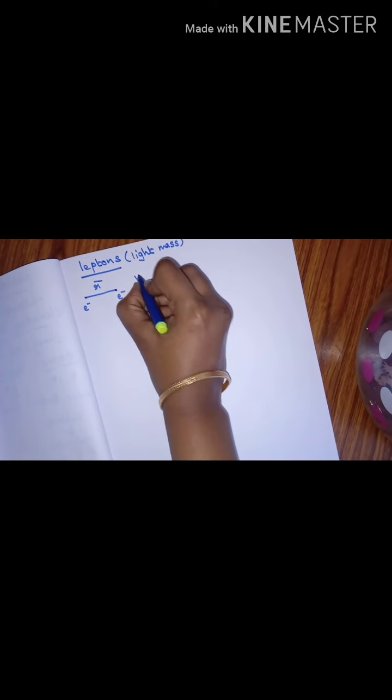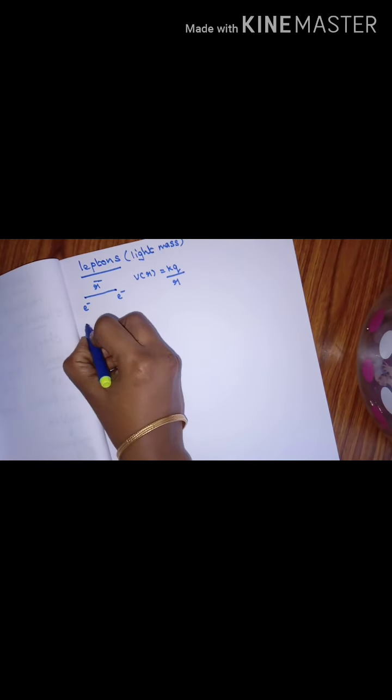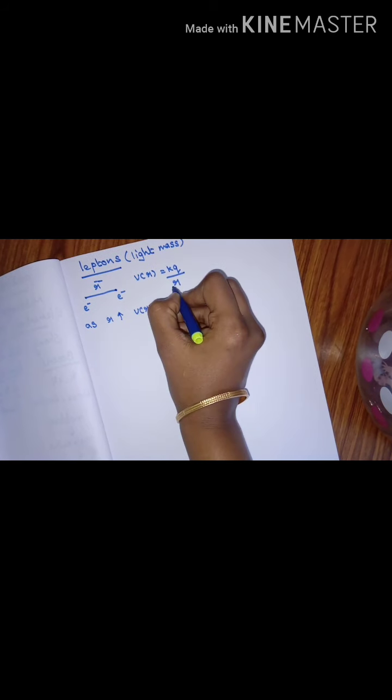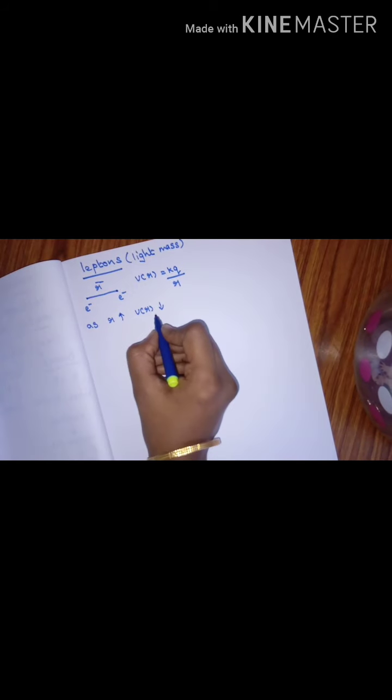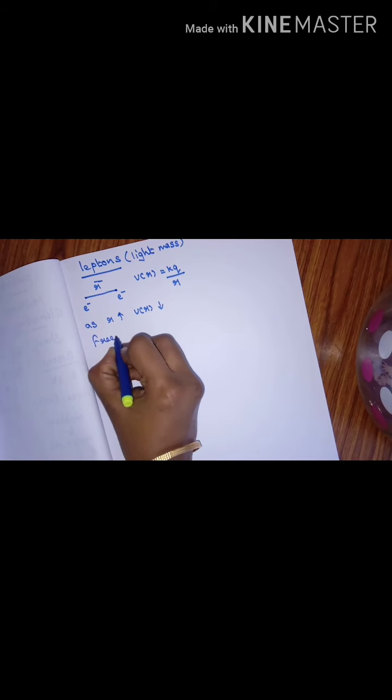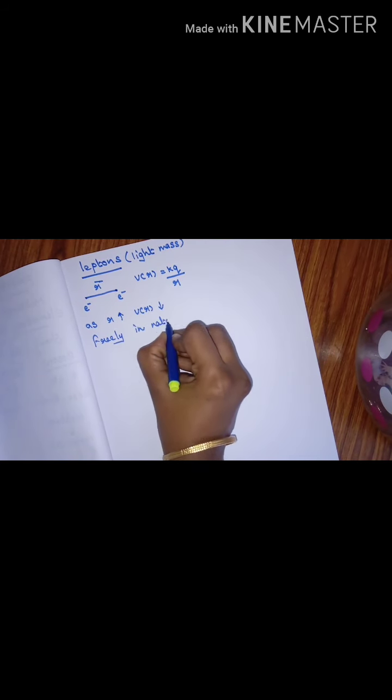Consider two electrons which are separated by a distance r. Then the potential is given by V(r) = kq/r. As r increases, V(r) decreases because of the reciprocity. That is, it is easy to separate. That means leptons exist freely in nature. That is, leptons are weakly interacting fermions with spin half and with a mass lesser than that of nucleons. Next is quarks.